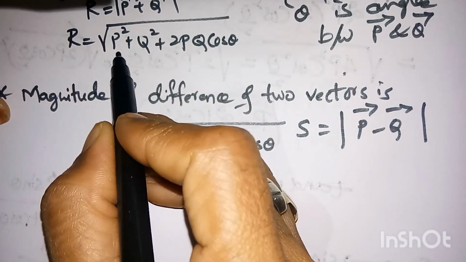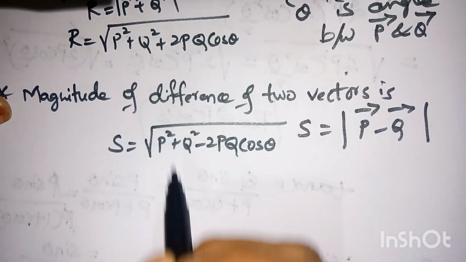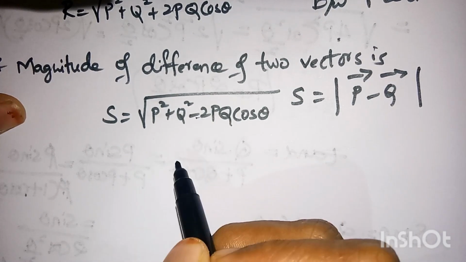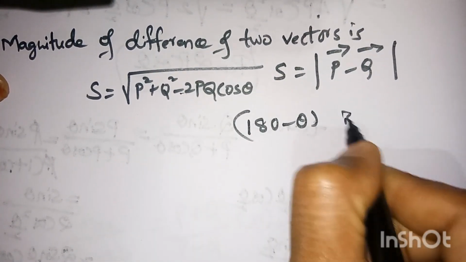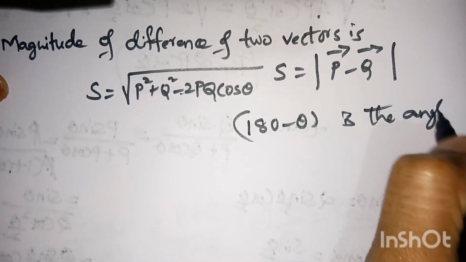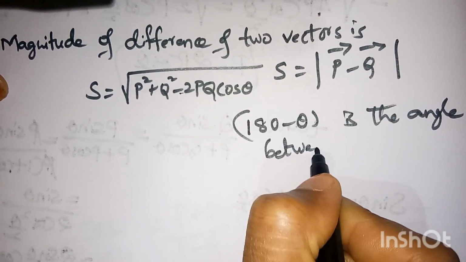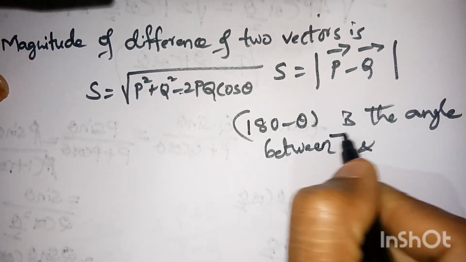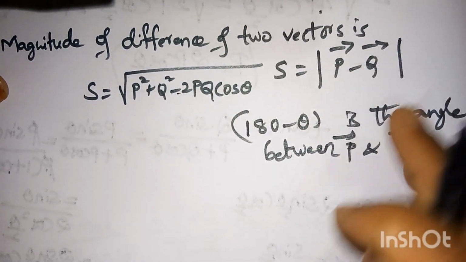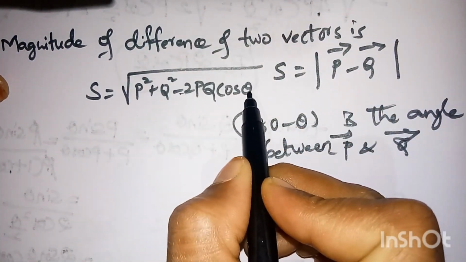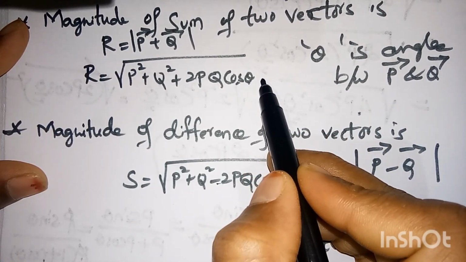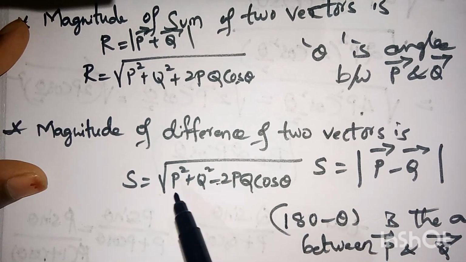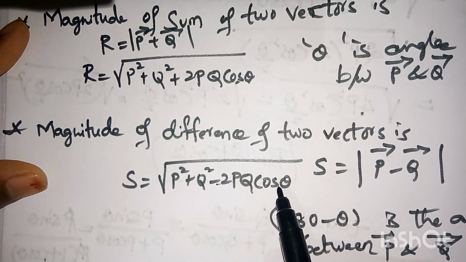So we got here under root p square plus q square plus 2pq cos theta. Why do we get minus here in the magnitude of the difference of two vectors? Because 180 minus theta is the angle between p bar and q bar. So if you substitute 180 minus theta in place of theta here, what will you get? Cos of 180 minus theta is minus cos theta. So under root p square plus q square minus 2pq cos theta.